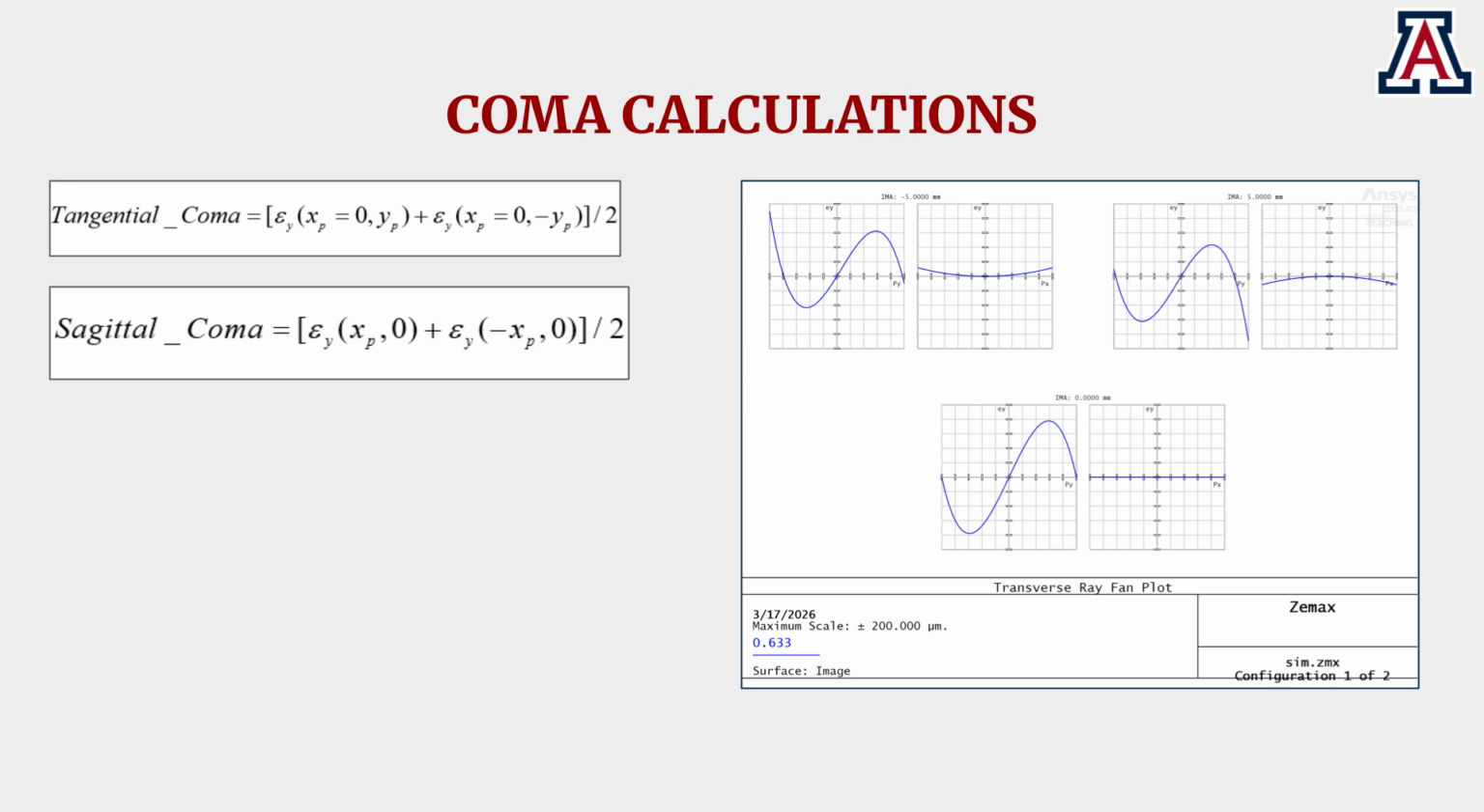From our experimental data, the equations on the left were used to calculate the values for tangential and sagittal coma, with epsilon y values coming from the Y micrometer adjustments for points A through D. On the right are the ray fan plots produced from ZMAX for the various fields, where we use the same equations, with equivalent points A through D coming from the extremes of the XP and YP plots.